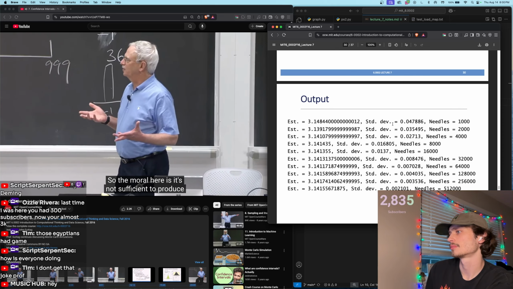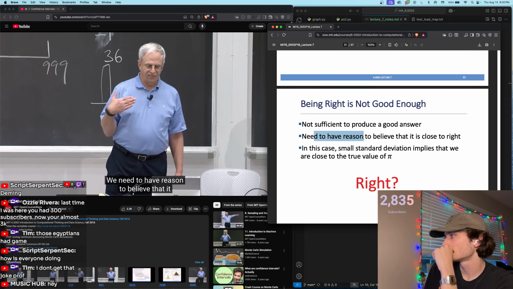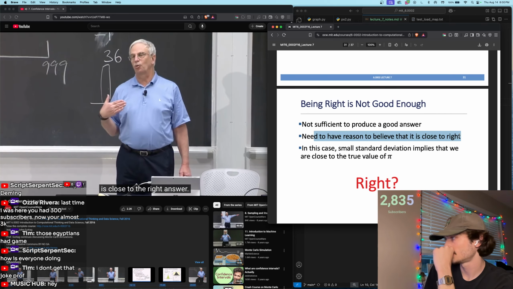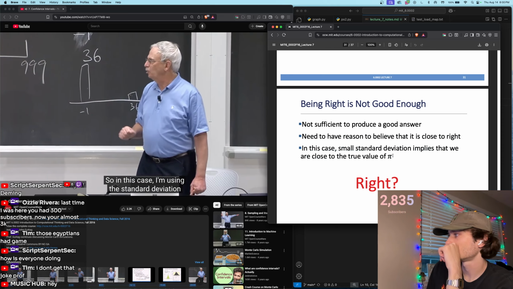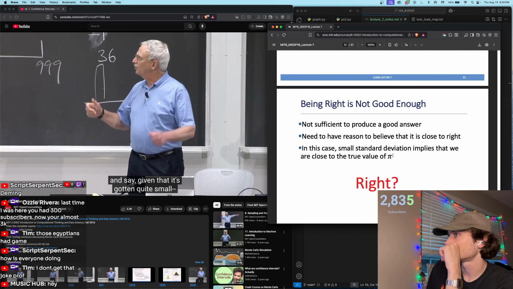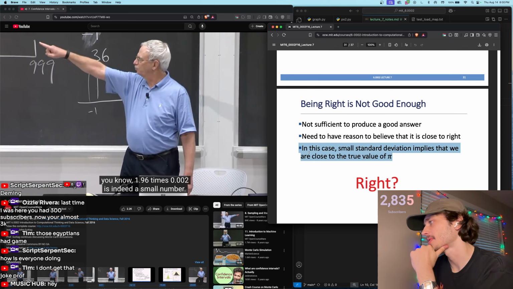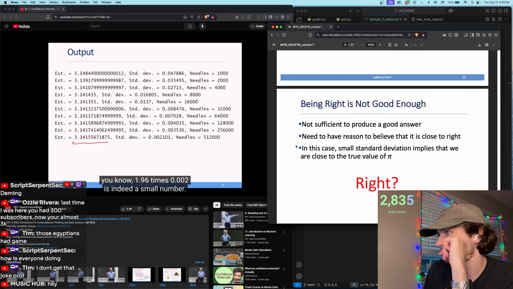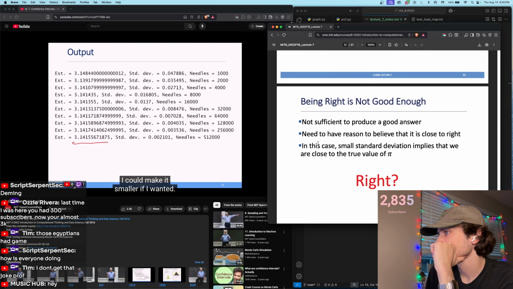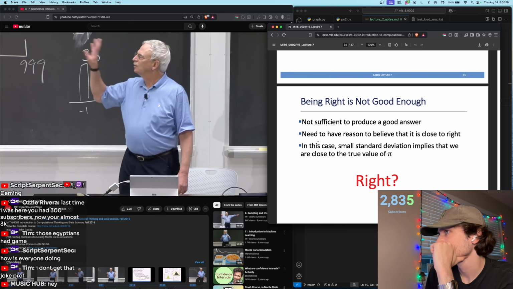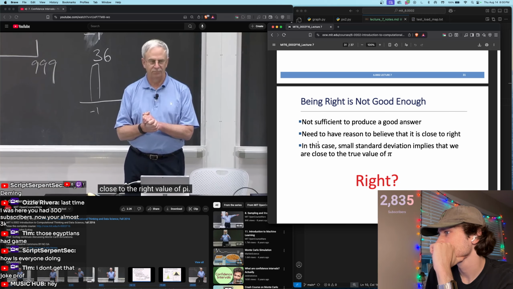So the moral here is it's not sufficient to produce a good answer. I've said this before. We need to have reason to believe that it is close to the right answer. In this case, small standard deviation implies that we are close. So I'm using the standard deviation and saying, given that it's gotten quite small, I mean, it's still 1.96 times the standard deviation, you're doing it randomly. 0.002 is indeed a small number. I could make it smaller if I wanted. I believe that I have good reason to believe I'm close to the right value of pi.